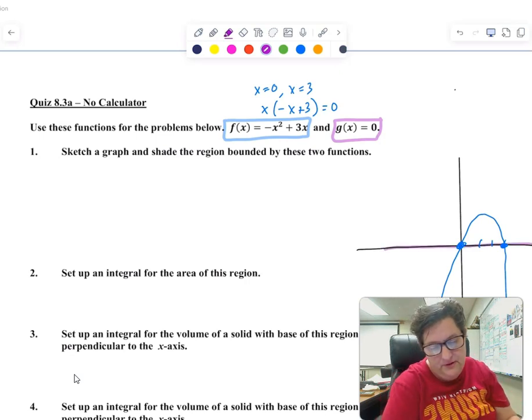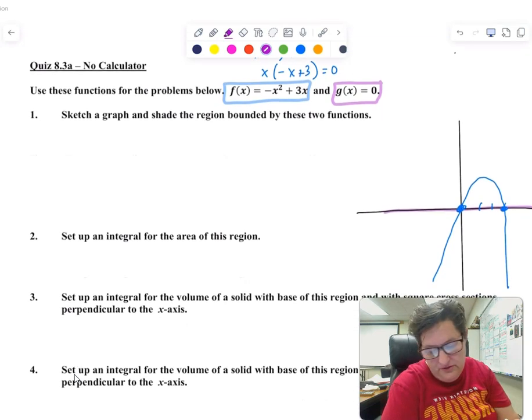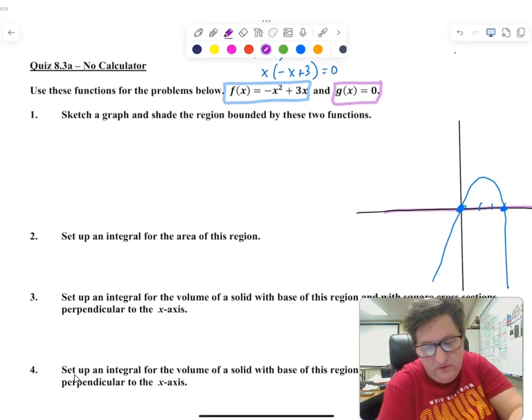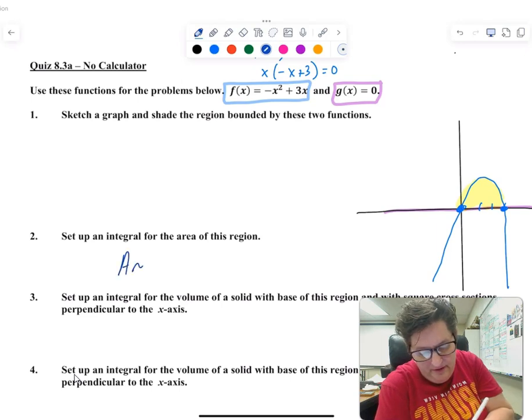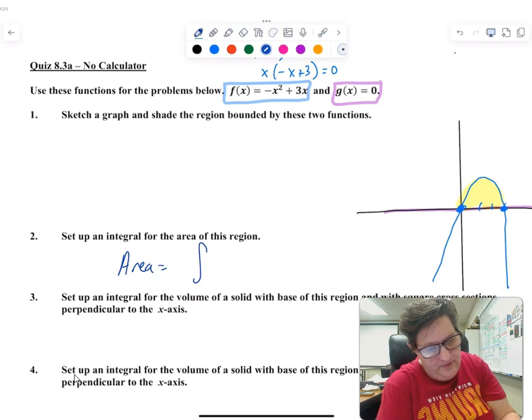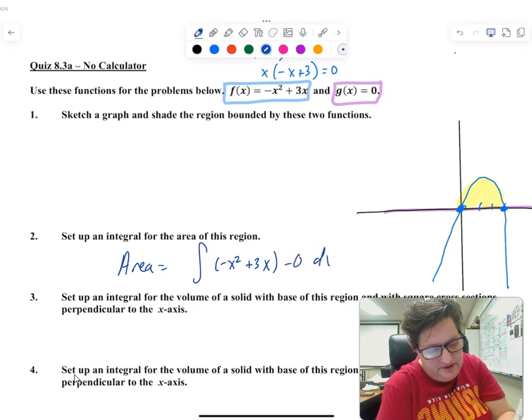So sketch a graph of the region. Did that. Set up an integral for the area of this region. So the area is going to be top minus bottom. You don't have to put the minus 0 there, obviously, and then from 0 to 3.